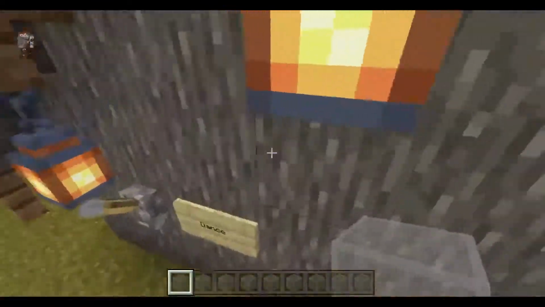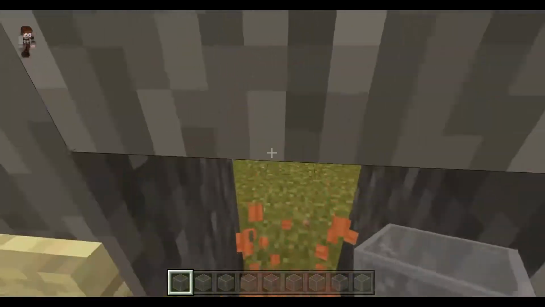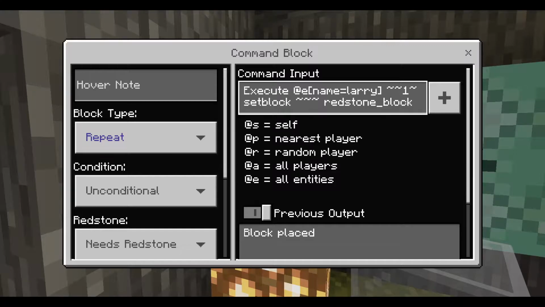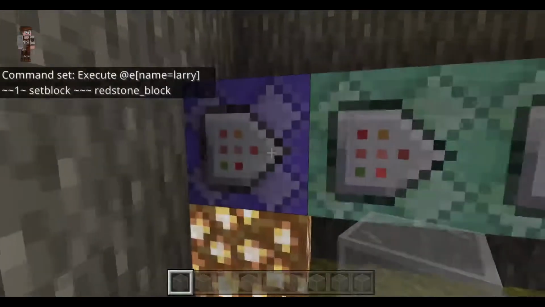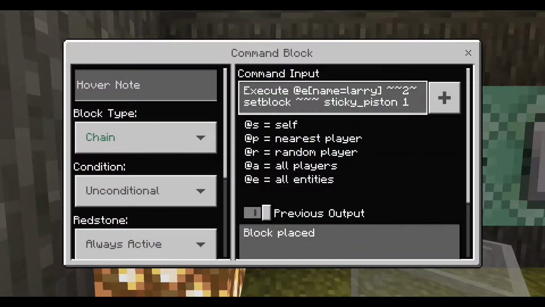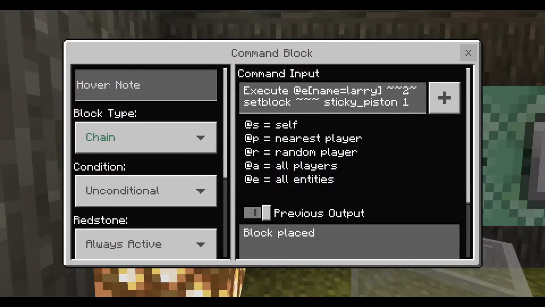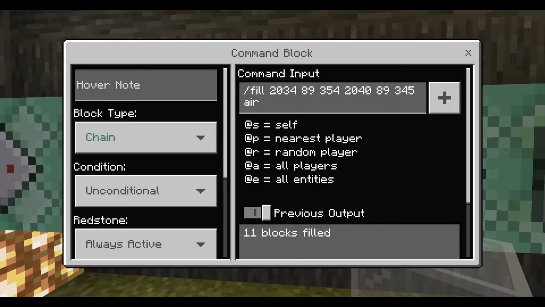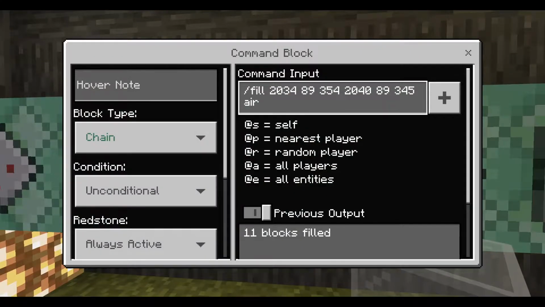And then above it, let's go look at the dance one here. So first thing it does is says, hey, can I find a cart named Larry? And we're going to place a redstone block just above where Larry is. And then we're also going to place a sticky piston. And then we're also going to place some slime. And that will shoot it into the air.